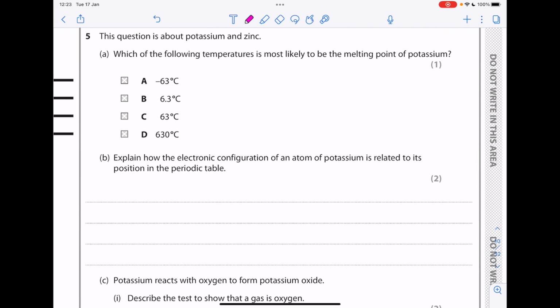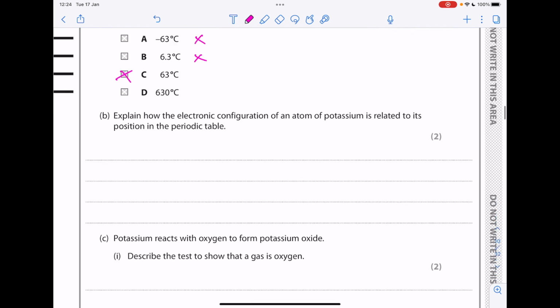This question is about potassium and zinc. Which of the following temperatures is most likely to be the melting point of potassium? So remember, for a metal, because it's in group 1, it has quite a low melting point. However, it's still a solid at room temperature, which is why we get rid of these 2 options. We're going to pick C here.